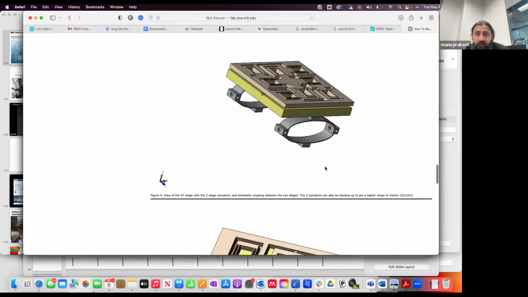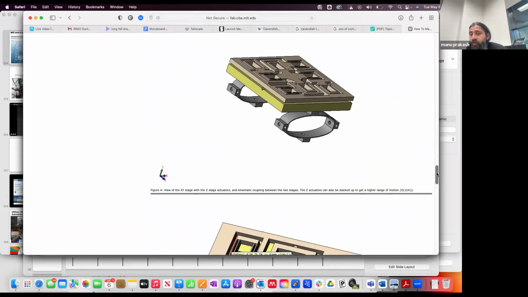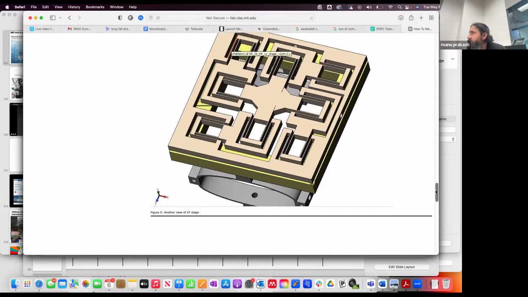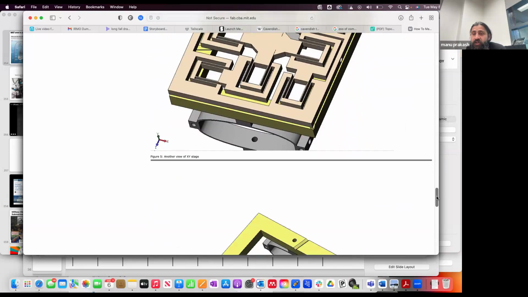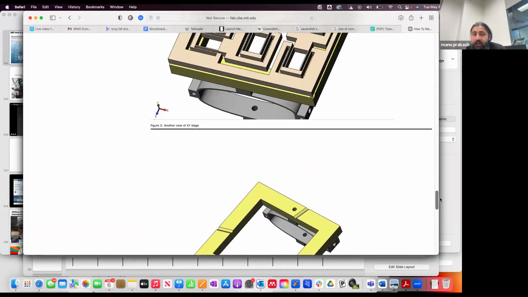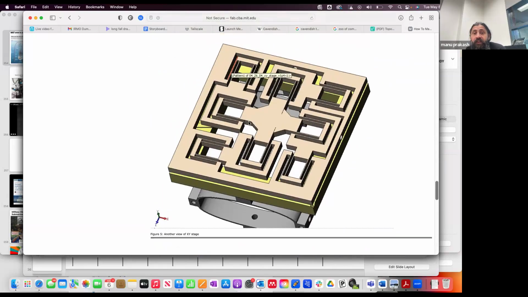What's a CNC machine? CNC is computer numerical control. So the idea is, you can see the coupling right there, the kinematic coupling between the two pieces. And you want to understand this: if I push on this object here, you can see my screen, what do you think is going to happen? How does the stage move if I push on this?